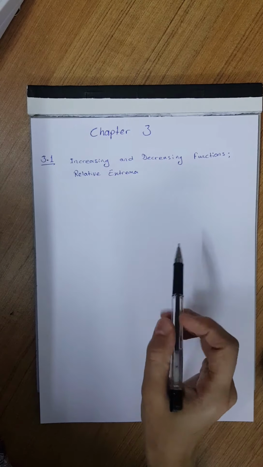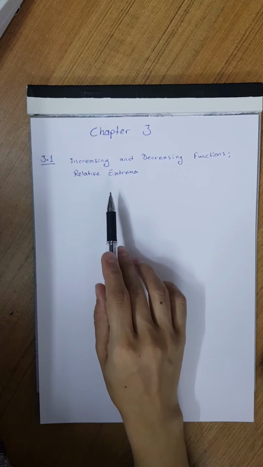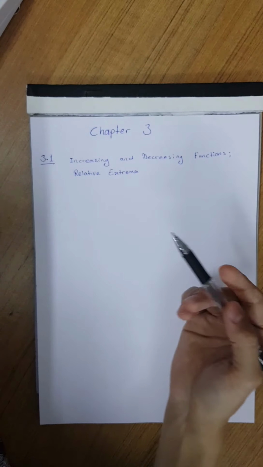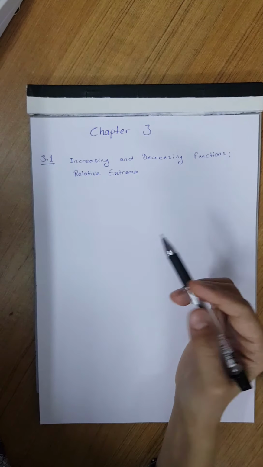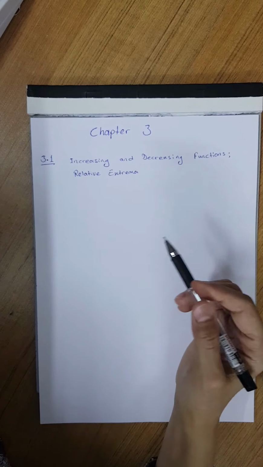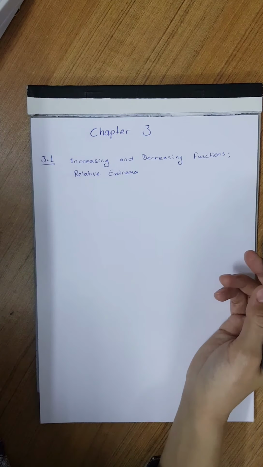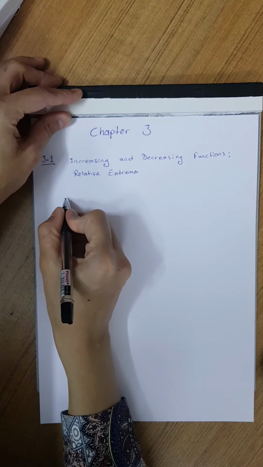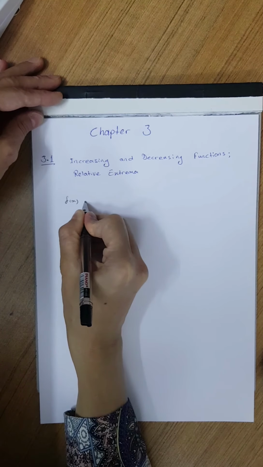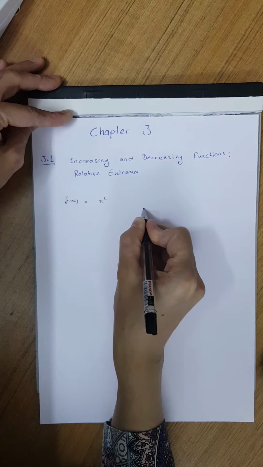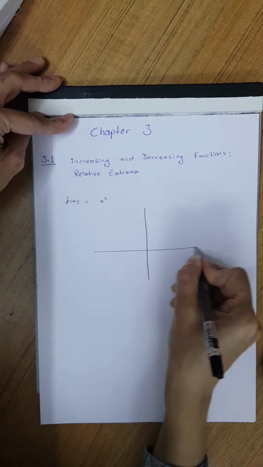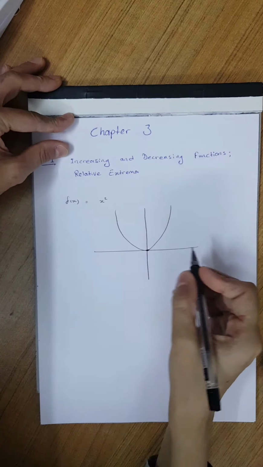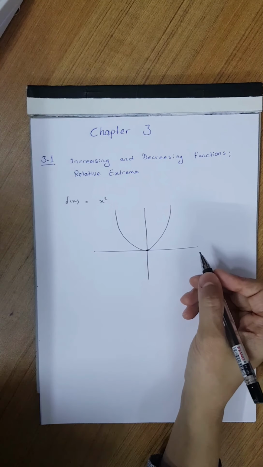The very first thing that we have got in chapter 3 is talking about increasing and decreasing functions. What is an increasing function and what is a decreasing function? In general, talking generally, if we have got a function, for example, let's consider f of x equal to x squared. And let me sketch the graph of x squared. As we all know, the graph of x squared is like that.